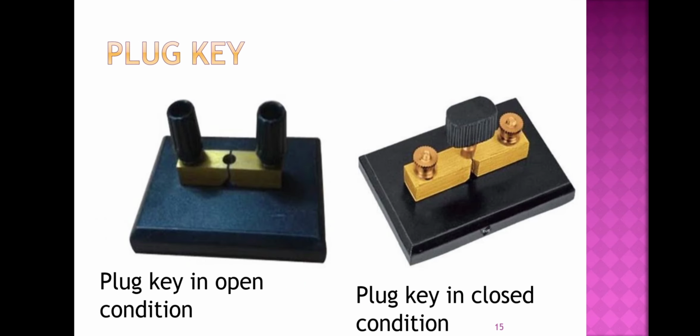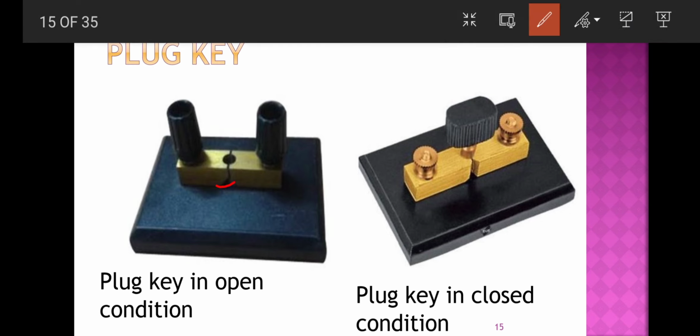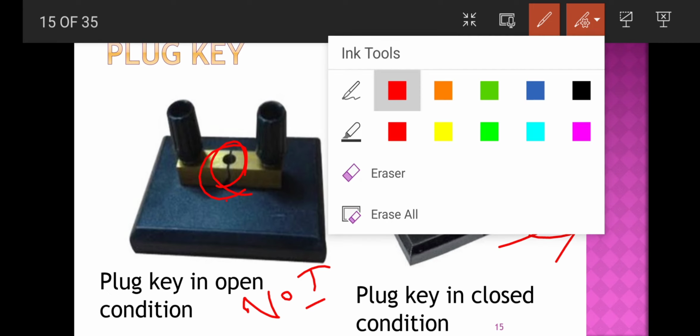Fine. So we will see here, this is called the plug key. Can you see the plug key? So this is the open condition of the plug key, and this is the plug key which is closed. This is the closed condition. Only if this is closed will the current flow, and if this is in open condition, no current flows. No current. Fine.